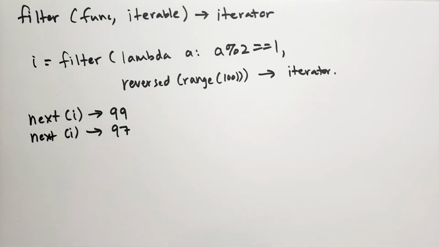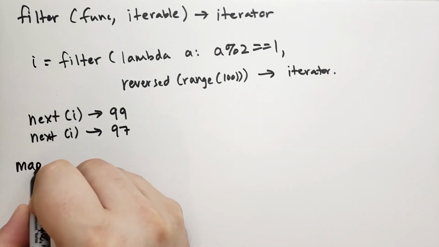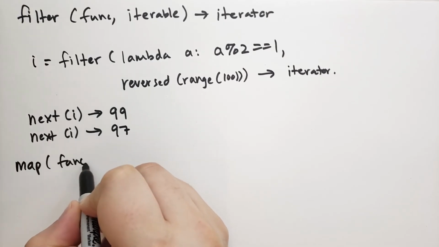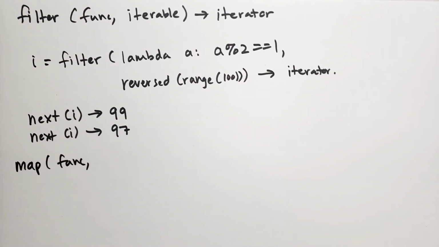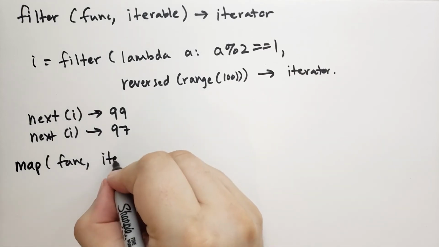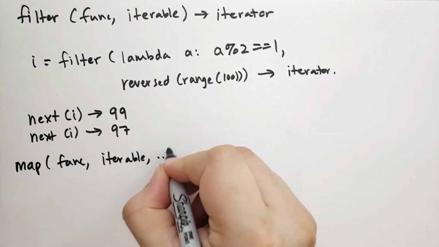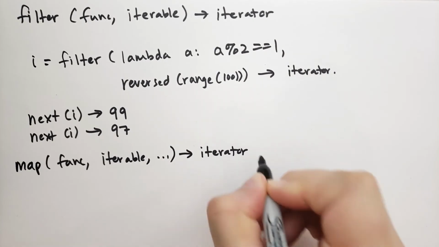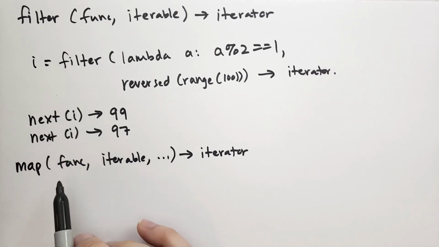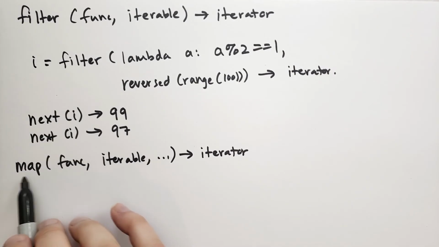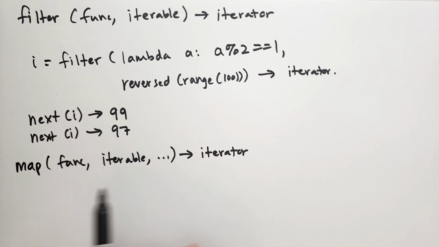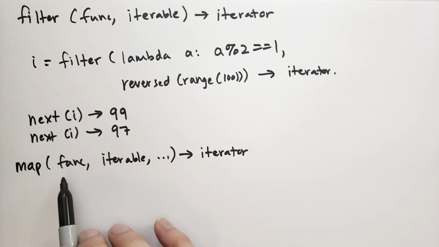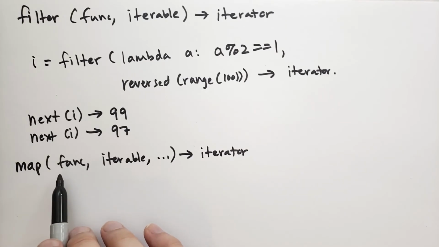The next function I want to look at is called map. What map does is it takes a function and it can take one or more iterables. This will also return an iterator. What map does is it takes each of these iterables, calls next on each of them, and then passes those as a series of arguments to func. And then the result of the iterator will be the result of that func, right?